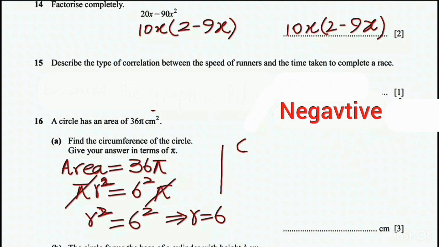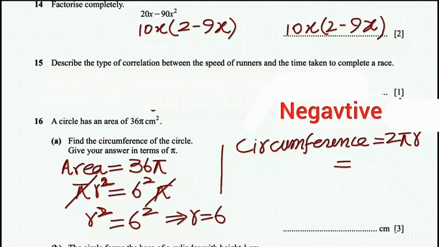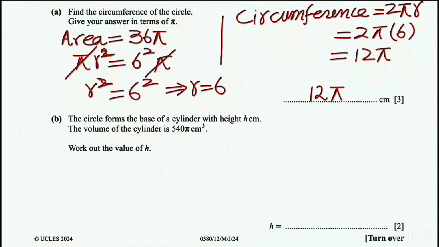Now we have to calculate circumference. Circumference formula is 2 pi r. Pi has to be pi because we have to give the answer in pi form. The radius is 6 as we found. So this answer becomes 12 pi. So the circumference of this circle whose area was 36 pi centimeter square is 12 pi.